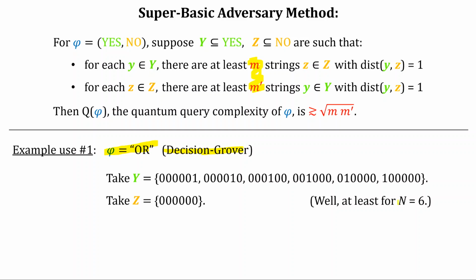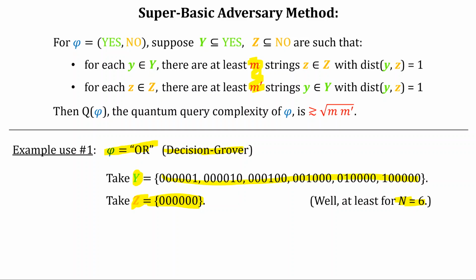So what sets Y and Z are you going to take? Well, I just wrote it in the case of n equals 6 here to make it more vivid. Let's actually look at the Z set first. I mean, Z has to be a subset of the no strings, and there is only one no string, the all zero string. So you pretty much have to take Z to be the single string of all zeros. Now, what about the Y set? Well, you're basically forced here too. Y has to consist only of strings that are yes strings, so they have to have at least one 1.